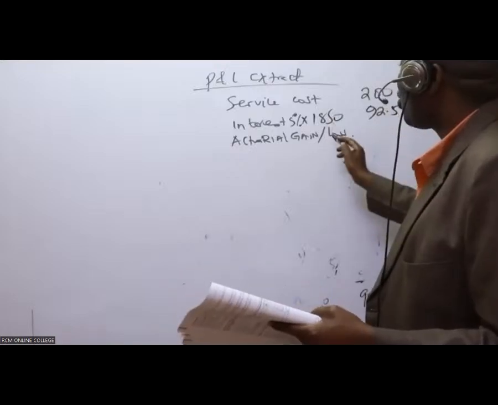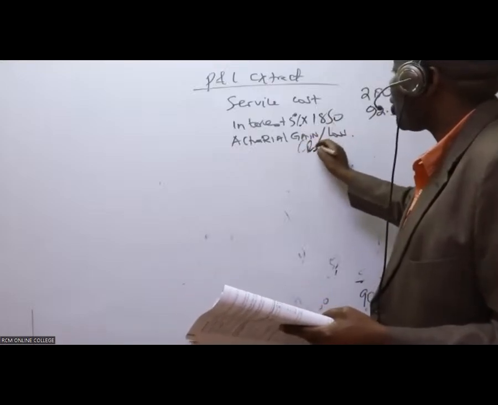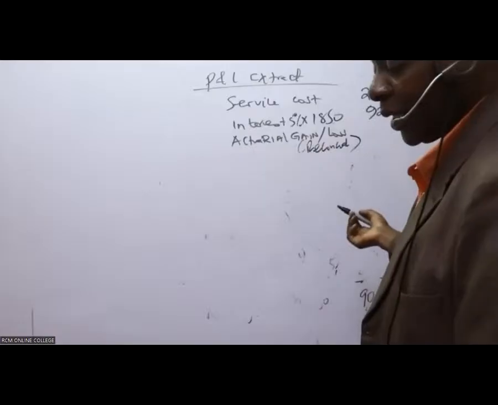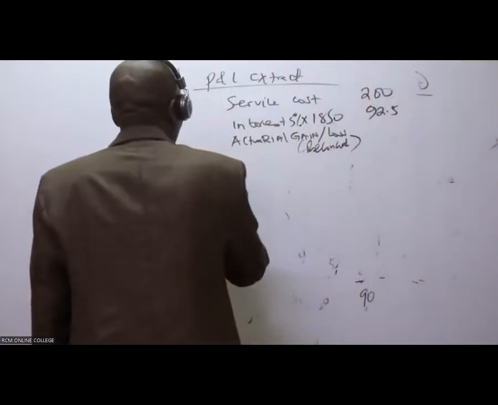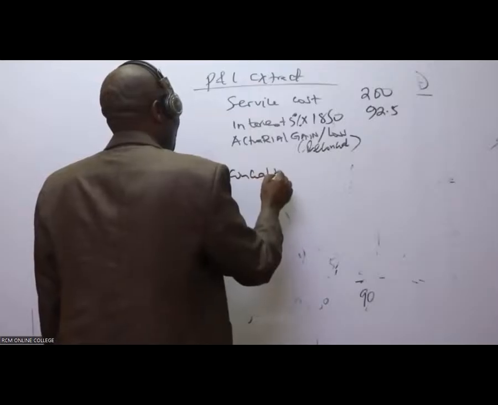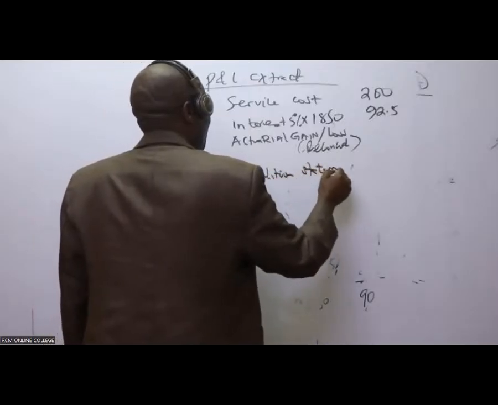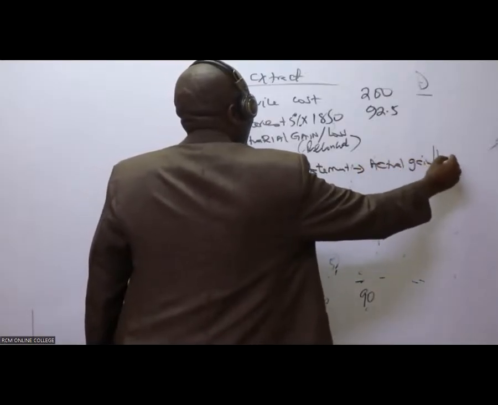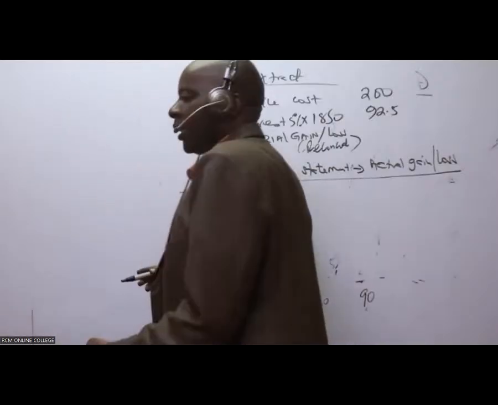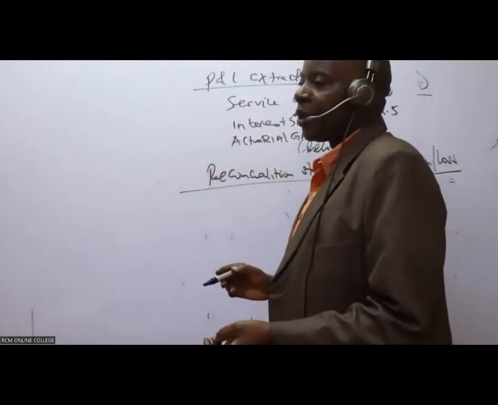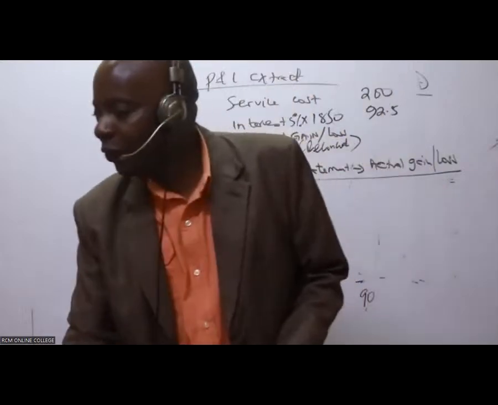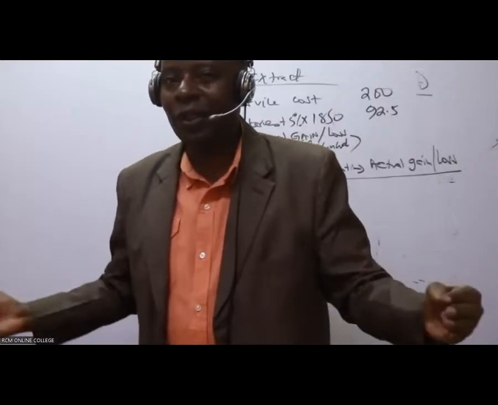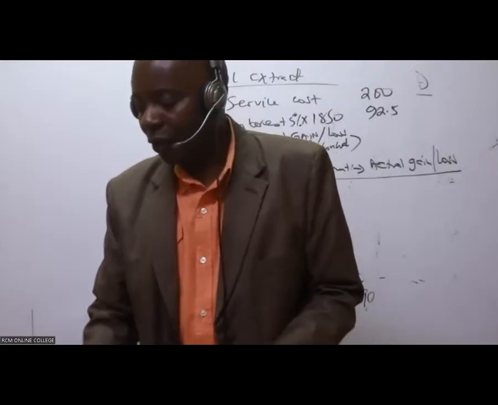Then actuarial gain or loss, this I need the reconciliation thing. And this reconciliation thing is not very hard. So in this case, a reconciliation statement for purposes of getting the actuarial gain or loss. So give me, ladies and gentlemen, the opening, the movement basically from the beginning of the year to the end of the year.